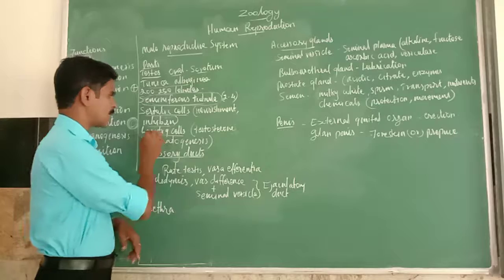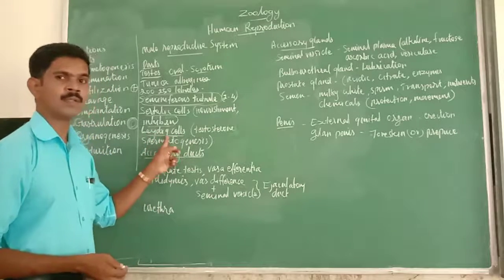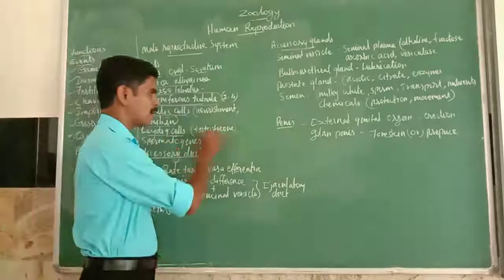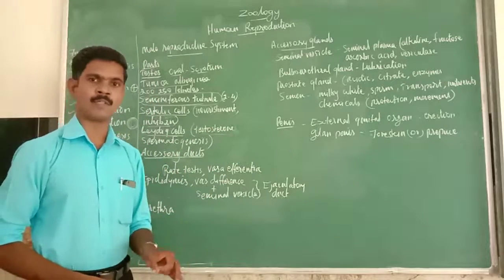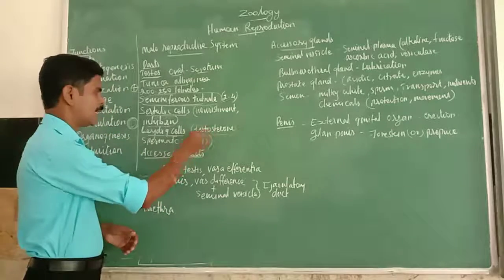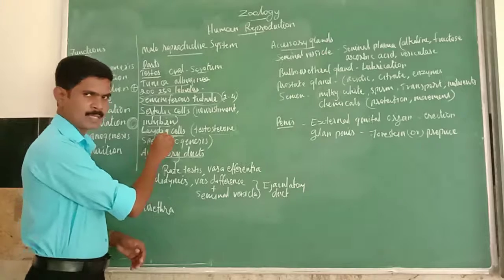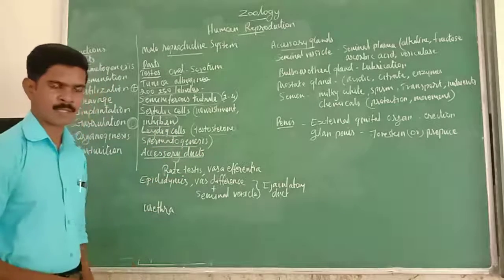The second cell is the Leydig cell. These Leydig cells play a very important role in the production of the male sex hormone testosterone. Testosterone is the male sex hormone. It is produced inside the testis by the Leydig cells of the testis, and this hormone also controls the spermatogenesis process.